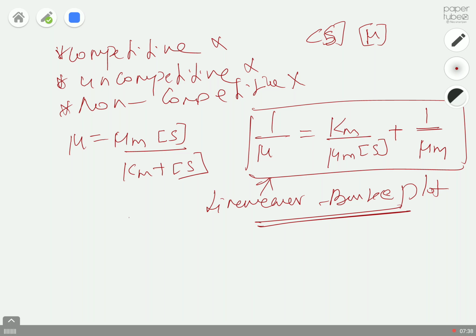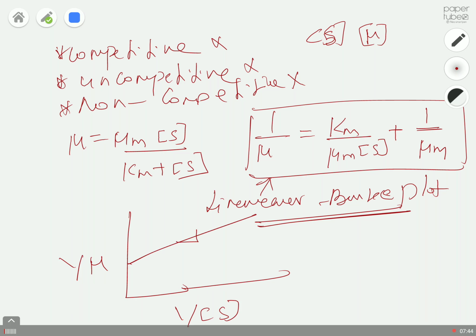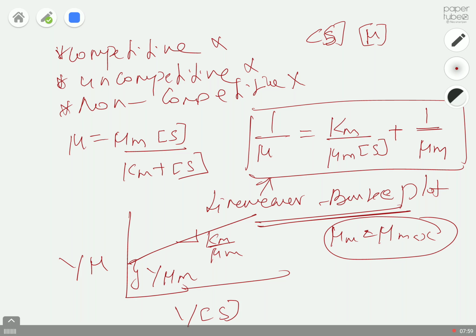All you need is to plot 1 by mu against 1 by substrate concentration. You get a line with a slope and an intercept. Your intercept will be equal to 1 by mu max, and your slope will be equal to Km by mu m. So mu m and mu max all mean the same, the maximum initial velocity.